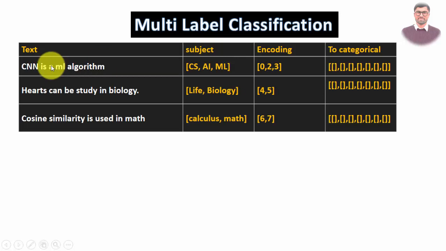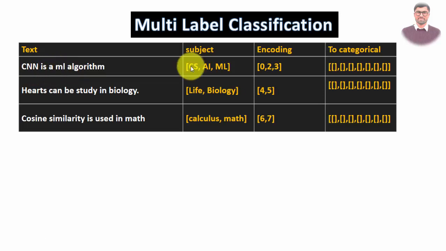I think in my deep learning projects playlist there is a project, a research paper recommendation system and subject area prediction. I have solved this type of problem. There, in the text I have a sentence: CNN is a machine learning algorithm. Now you have to figure out how many subjects this sentence belongs to.